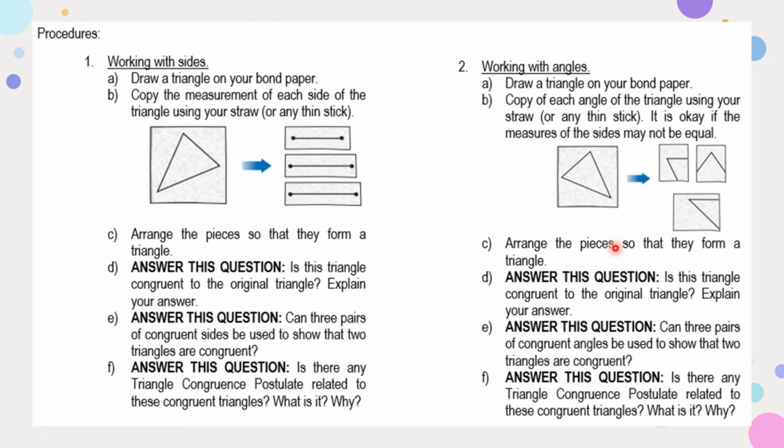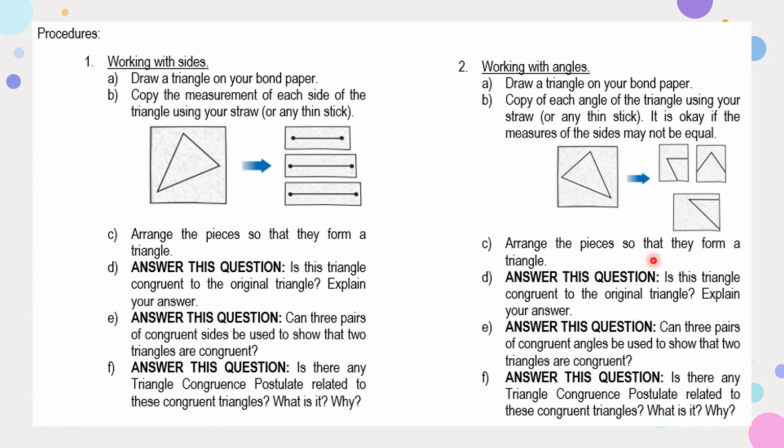Okay, next. Arrange the pieces. So, meron ka dapat ganito. So, ito bali siguro dalawang straw. Magkapagkit na ganyan. Dalawang straw. And then, dalawang straw. Okay? Ang sinukat dyan yung sulok. Yung angle. Okay? Hindi yung sides, ha?